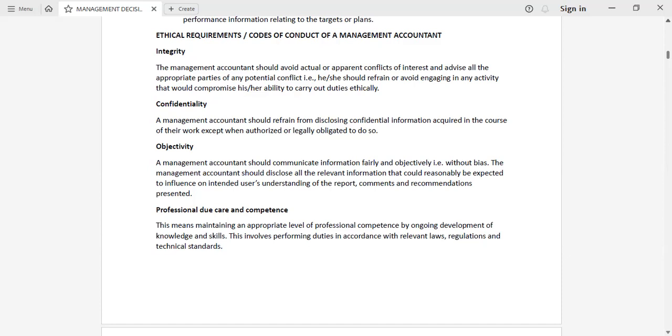Then the fourth one, we can look at professional due care and competence. This means maintaining an appropriate level of professional competence by ongoing development of knowledge and skills.